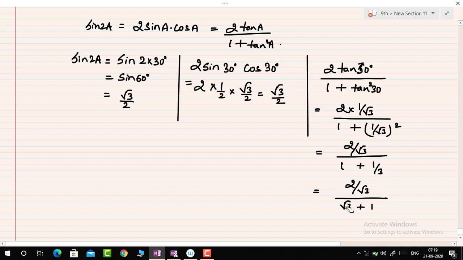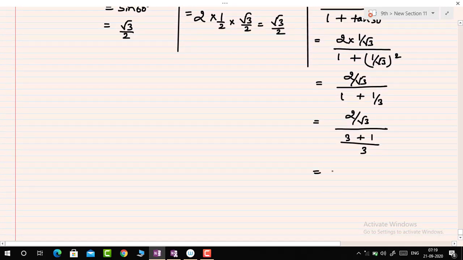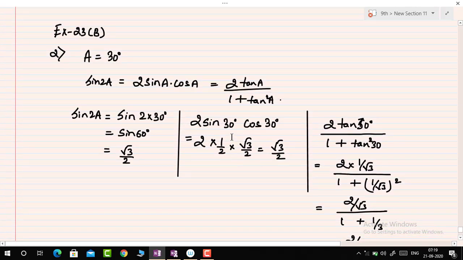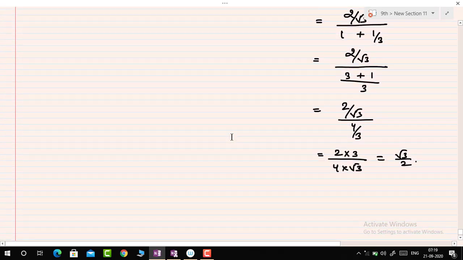Sorry, it's 3 plus 1 upon 3, which is equal to 2 upon root 3 upon 4 upon 3, which can be written as 2 multiplied by 3 upon 4 multiplied by root 3, which is equal to root 3 upon 2. So we have proved that all the three values are the same, so these are equal. Similarly, you can go through the further subparts of question number 2.